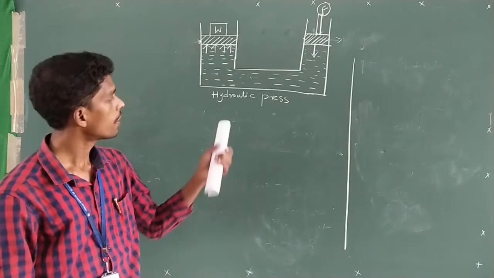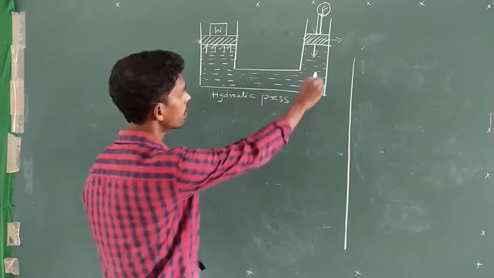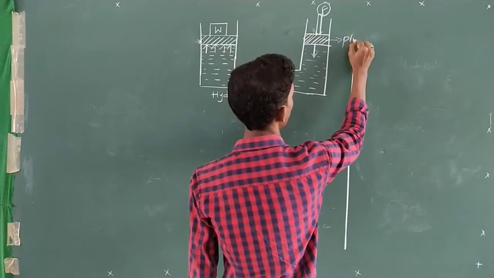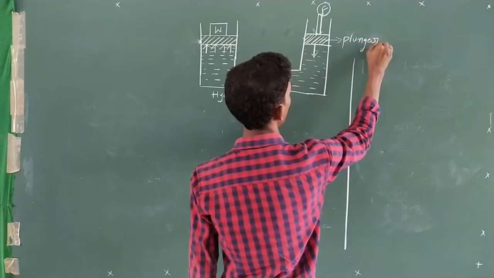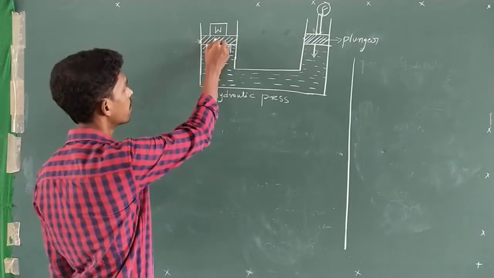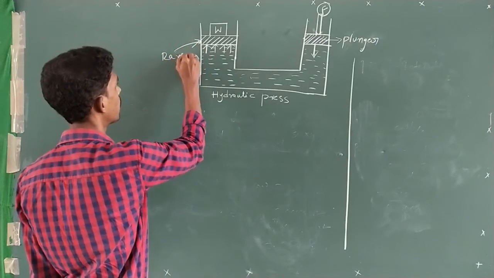So see here, this is the hydraulic press arrangement. Let me tell you about the components of this. At this end you can see a piston type arrangement. This one is called a plunger or piston, and this one is called a ram.